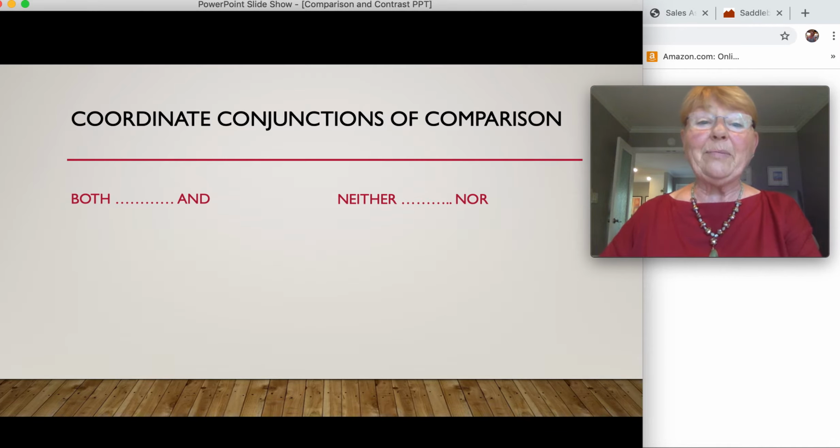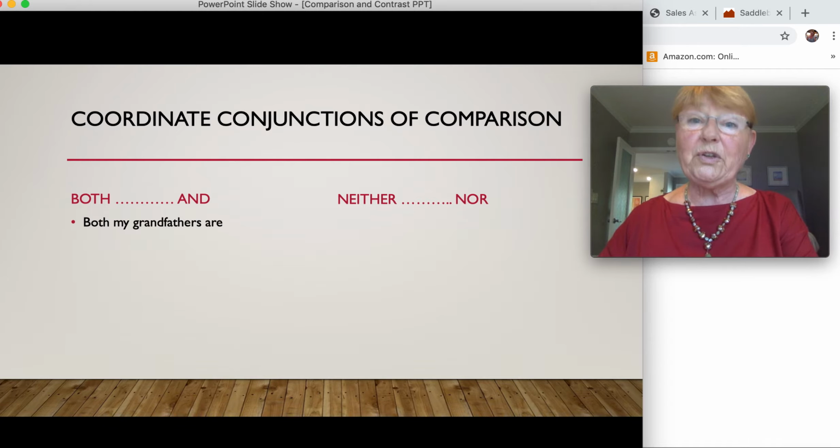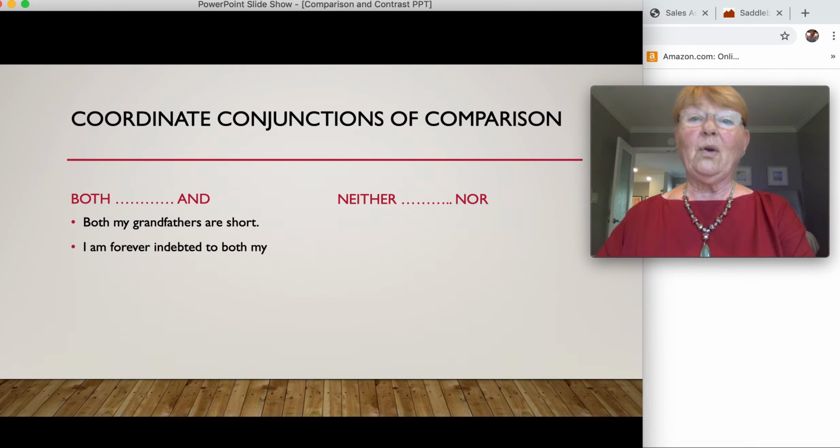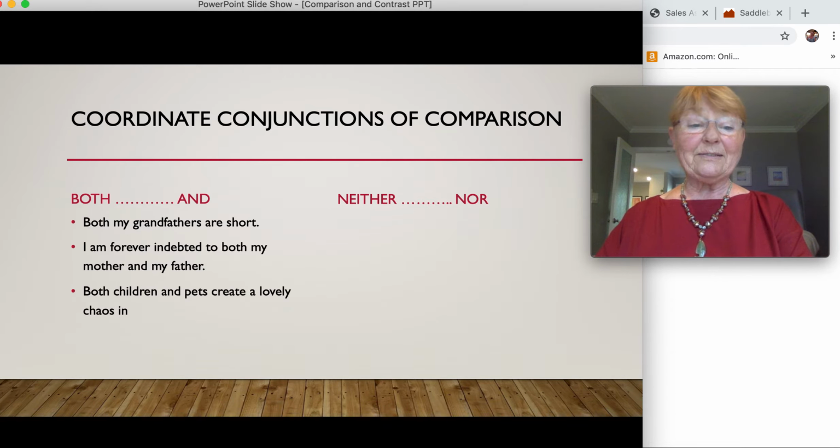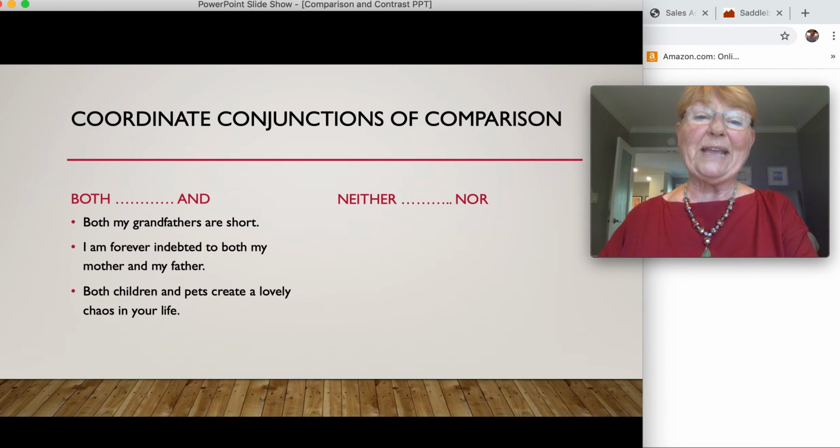Let's say a little bit about a couple of conjunctions. They're not that difficult, but you will use them a lot. So both... and. Like, say, both my grandfathers are short. Or I'm forever indebted to both my mother and father. Or both children and pets create a lovely chaos in your life. Both something, and of course it's plural.